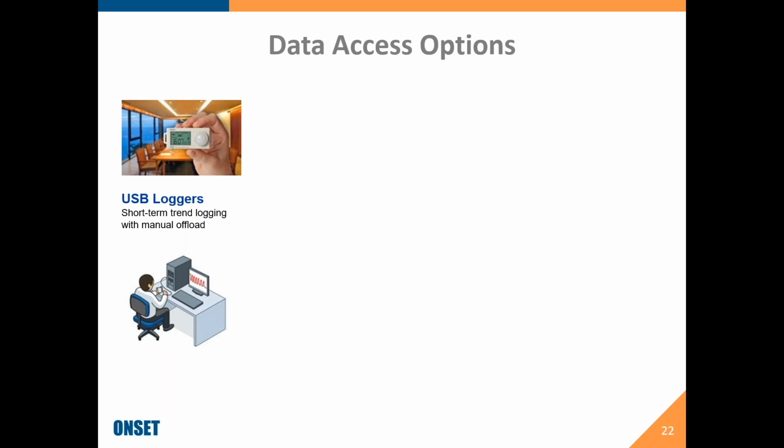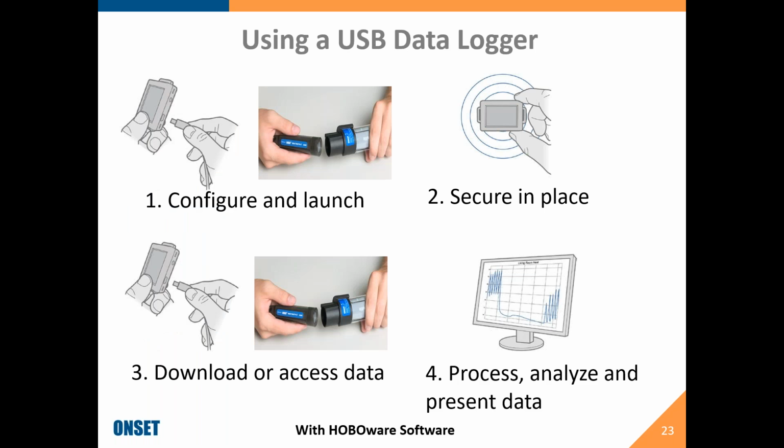Again, the data access options: USB to your desktop. There are some companies and government agencies that must use USB and not Bluetooth or Wi-Fi. We have that option for anyone who's more comfortable with that. And here's what that looks like. What you're going to do is plug that USB cable into the data logger, and you're going to connect it to your computer that has HOBOware software installed on it.